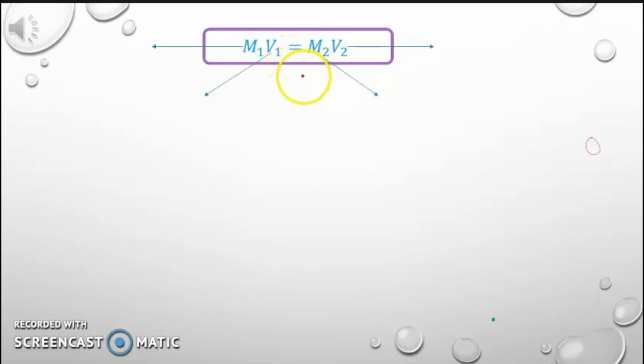What you need to understand first is that on the left hand side, we have M1V1, for the number 1. And then the right hand side is M2V2, the number 2 area. The left hand side is for the stock solution information. The right hand side is for the new diluted solution. Right?